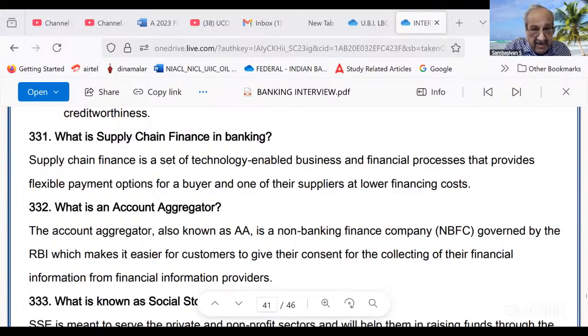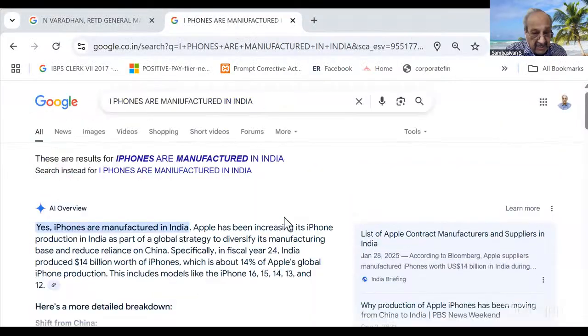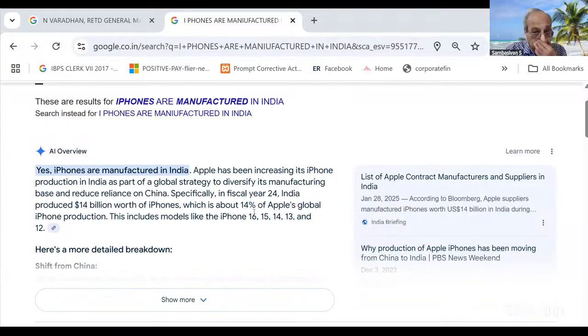Yes, here I am. Are you seeing on the screen? No, I'm showing you. Devanahalli, Karnataka, sir. Acha, acha. Yes, iPhones are manufactured in India. Apple has been increasing its iPhone. Who was reading it now? It was Anna Potare. Anna Potare, please read. Yes, sir.